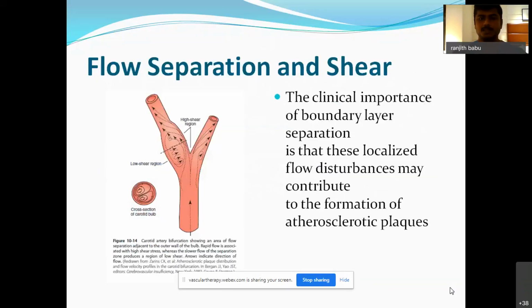So when a flow disturbance occurs in the form of flow separation, it will contribute to the formation of atherosclerotic plaque. In the internal carotid artery, the atherosclerotic plaque commonly occurs in the outer wall of the internal carotid due to this flow separation and the low shear stress.